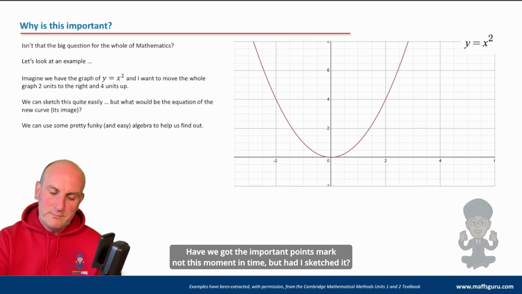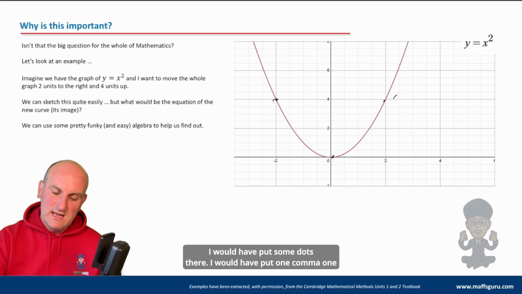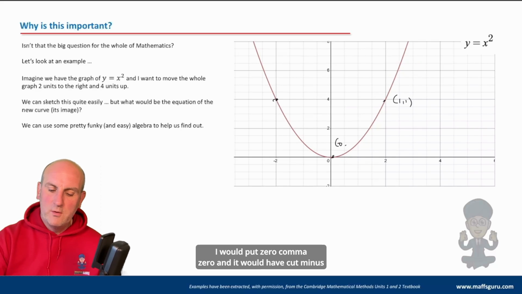Have we got the important points marked? Not at this moment in time. But had I sketched it, I would have put some dots there. I would have put (1, 1). I would have put (0, 0), and I would have put (-1, 1).